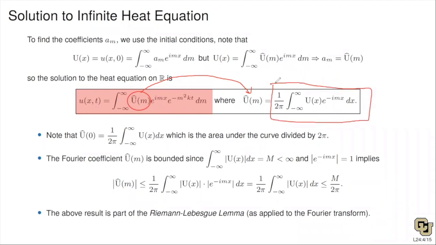What you should really see here is a type of projection formula, where this integral is an inner product between our data, so capital U of x, our initial condition, our temperature when t equals 0, and e to the minus imx, that's our basis. So here we should really see a type of projection formula that's being normalized.